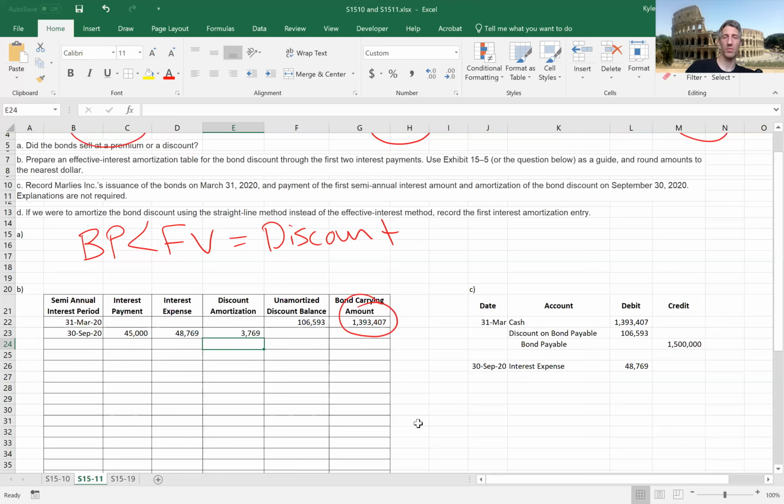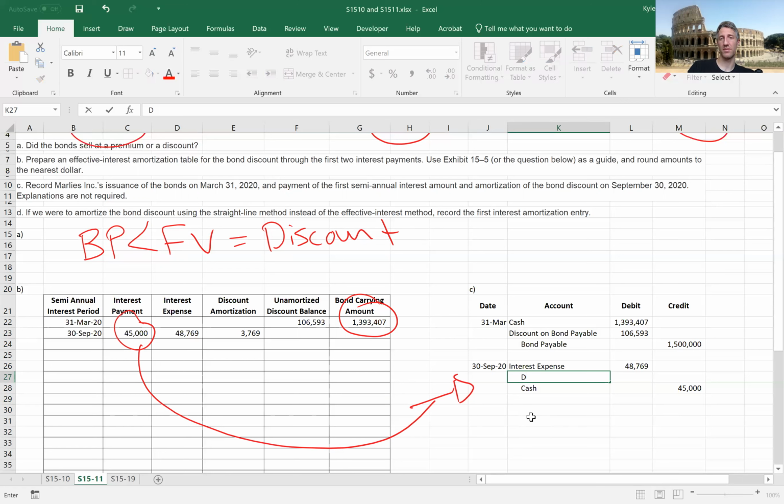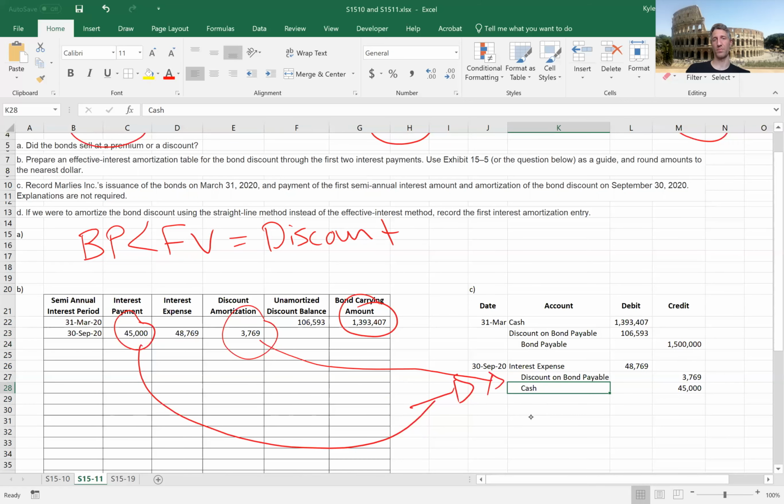So I'm going to jump, I know I'm going back and forth here, I'm going to jump back to our journal entries. When we're making our interest payment, I know the amount of cash that's being paid to bondholders is dictated by the face value as well as the coupon rate. And we calculated that here, the 45,000. So that's how much cash is actually going to be decreasing by. Means when we're amortizing the discount balance, I need to do that through a credit to balance out my journal entry. So these two values should match. And they do. Perfect.